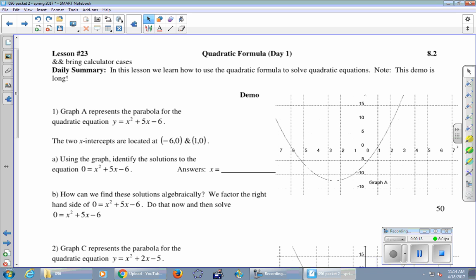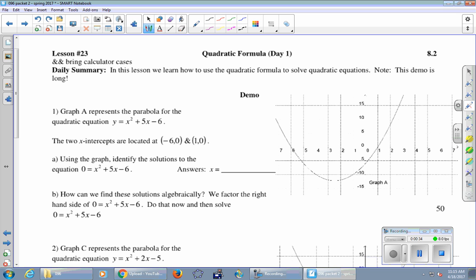All right, so it says graph A represents the parabola for the quadratic equation y equals x squared plus 5x minus 6. I could have asked you to graph this thing today. This is just like the ones in the activity, right? So I went through the process that you went through, and we get this parabola here. And then it says the two x-intercepts are located at (-6, 0) and (1, 0).